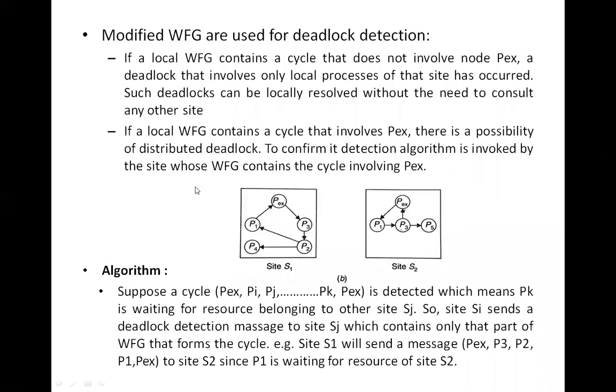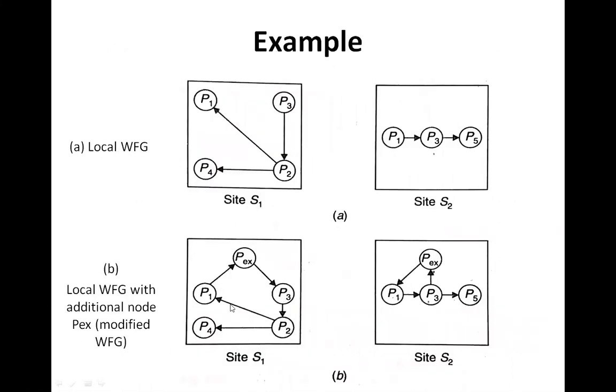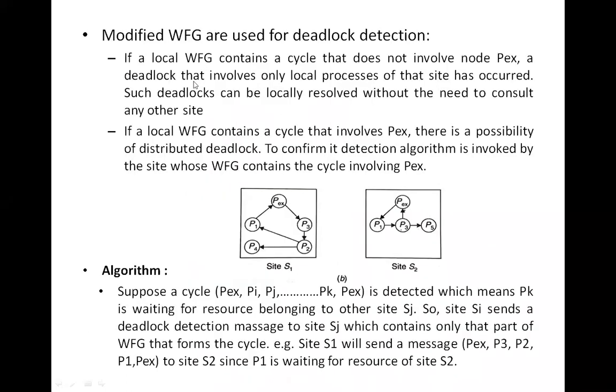If there may be a situation that the local WFG contains a cycle that does not involve PEX, a deadlock that involves only the local processes of that site has occurred. Such a deadlock can be locally resolved without the need to consult any other site. Meaning thereby, after making the modified WFG, if we are getting any kind of cycle without involving PEX, then the deadlock will be detected and resolved by the site S1 itself. That is the meaning of the first part of the algorithm.